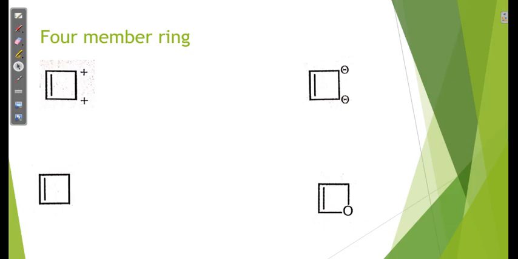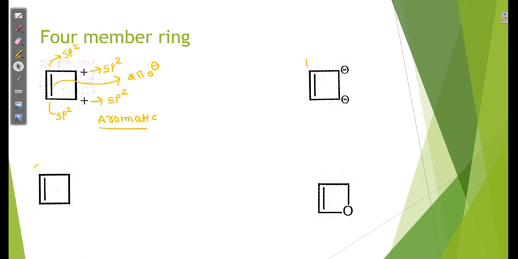In the case of 4-member rings, here also we will check the hybridization. This is sp2. This is also sp2. This is also sp2. This is also sp2. Let us see, after getting all, how many pi electrons does it have? It has 2 pi electrons. If it has 2 pi electrons, we can say this compound is aromatic, because according to the 4n plus 2 pi electron rule, that comes under this. Let us check for this.